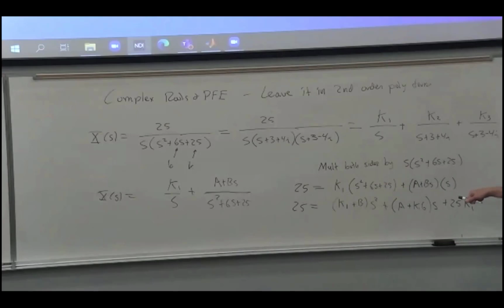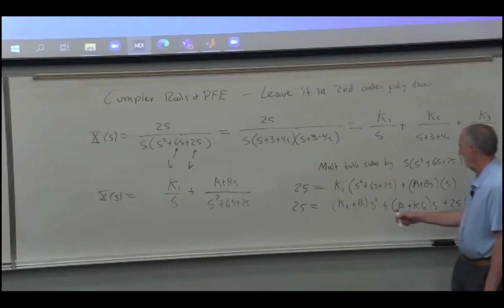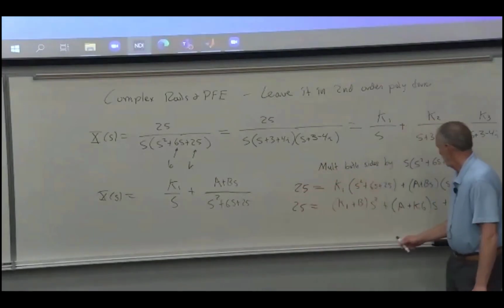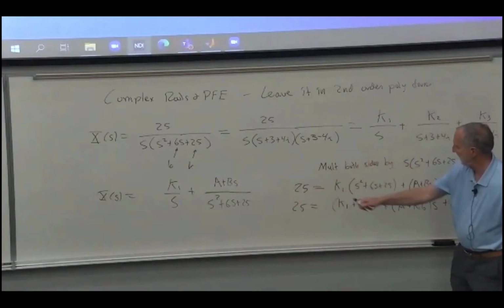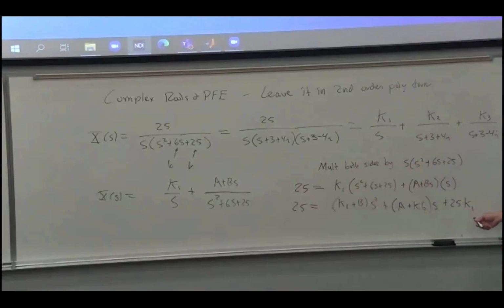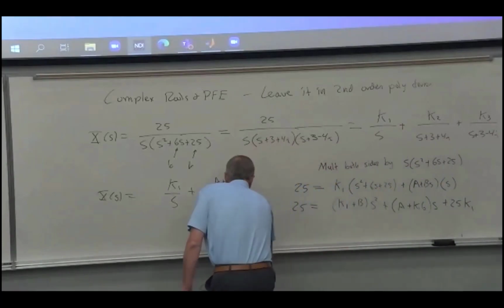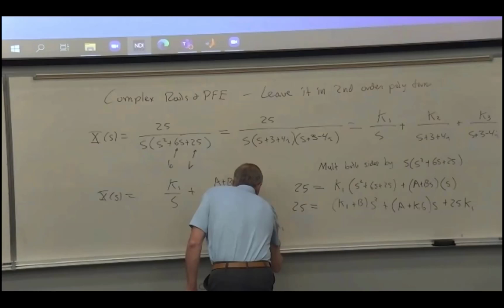And so we equate equal powers of s. Looks like this stuff is going to be equal to 0 because there's no s squared term over there. This stuff's going to equal 0 because there's no s. And this thing's going to equal 25. So those are the three equations we get. We get 25 equals 25 A1. Well, that one's easy. A1 is 1.